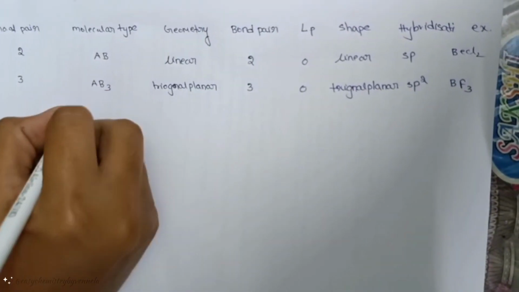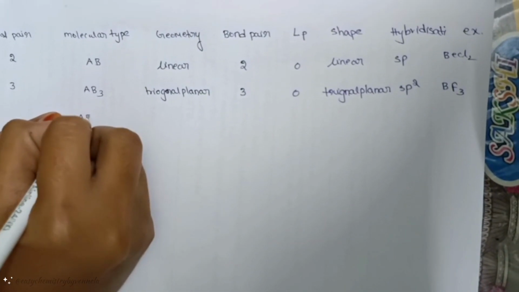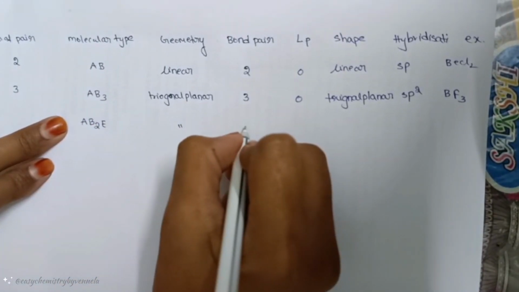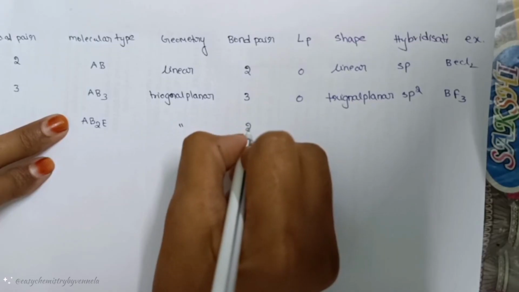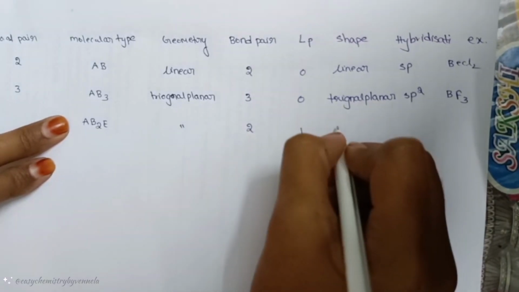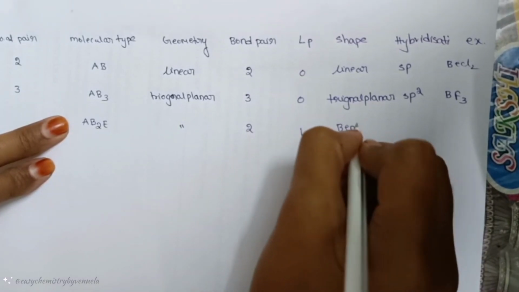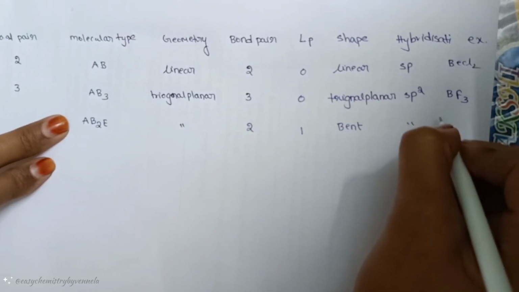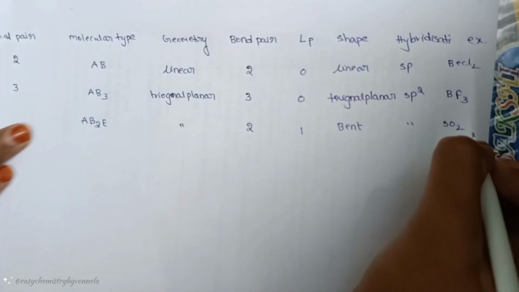If same number of pairs, then molecular type is AB2E. Here same geometry. Number of bond pairs is 2 and lone pairs is 1. Then shape is bent shape. Same hybridization. Example for this is SO2.